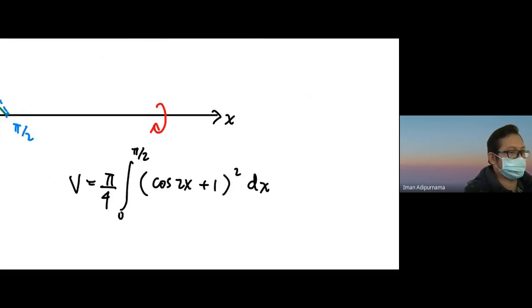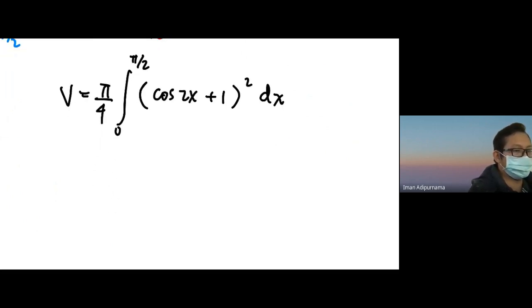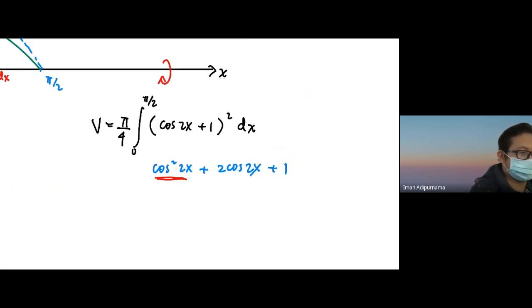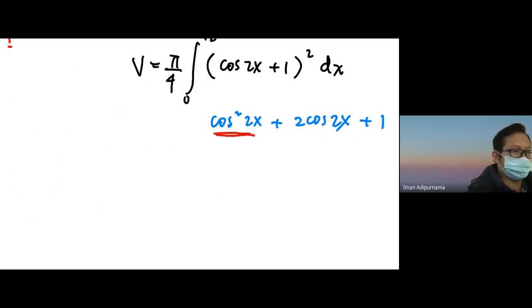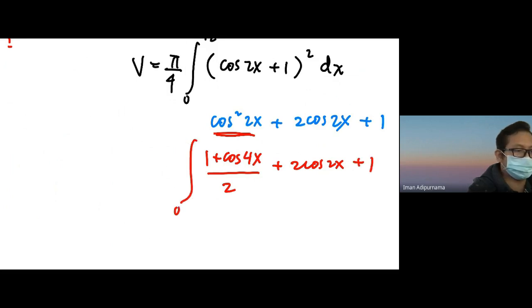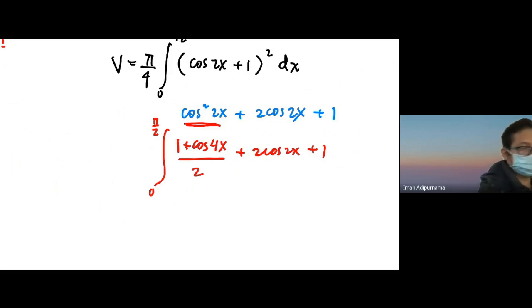Now we may need some formula here to expand this quadratic. So we will have cos squared 2x plus 2 cos 2x plus 1, right? Now again, we have the cos squared, so we need another double angle form, to 4x, right? So we have (1 plus cos 4x) over 2, plus 2 cos 2x plus 1, and integral. Okay, and I believe this will be easy to integrate, right? I leave that for you to integrate.